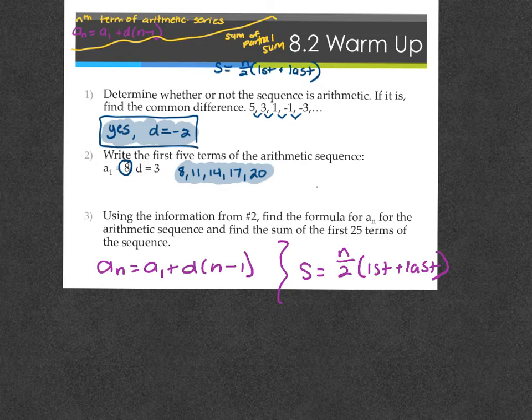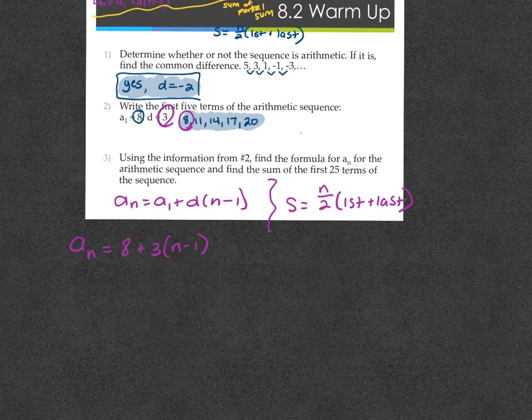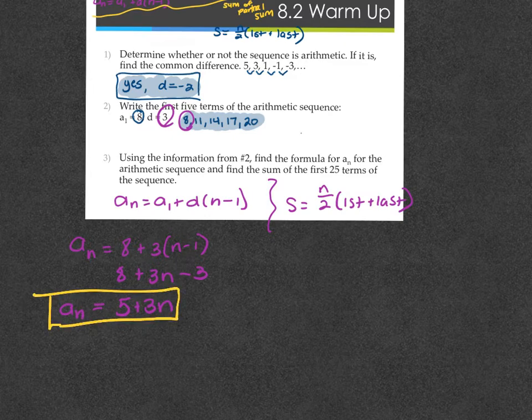So a sub n would equal a sub 1, the first term in that sequence, which is 8, plus d, which is 3, times n minus 1. And then we just distribute: 8 plus 3n minus 3, which is 5 plus 3n. So that is the formula for a sub n. That's the first part.